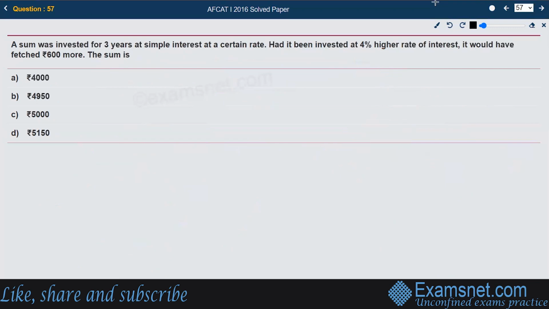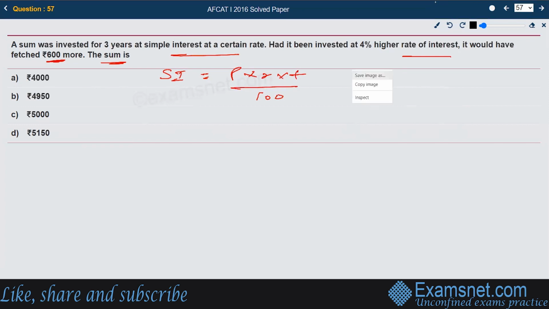Now, the next is: a sum was invested for 3 years at simple interest at a certain rate. Had it been invested at a 4% higher rate of interest, it would have fetched 600 more. The sum is? So see, the simple formula for simple interest is P into R into T upon 100. That is the simplest formula.